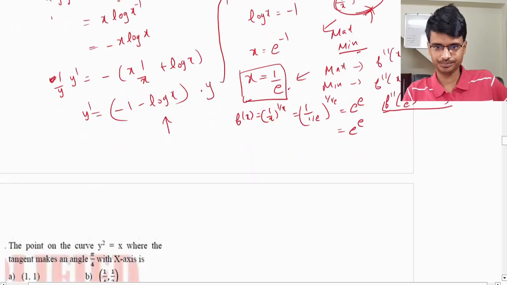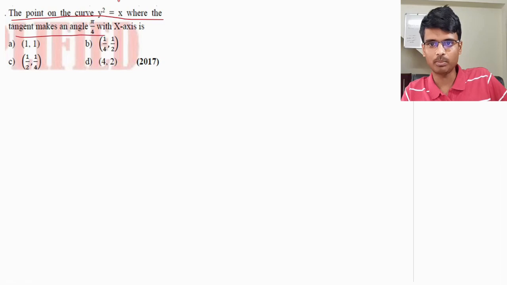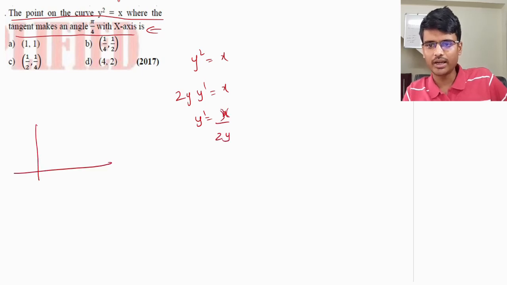Moving on, the point on the curve y square equal to x where the tangent makes an angle pi by 4 with x axis is. So we have got y square equal to x. Let me just differentiate: 2y, y dash equal to 1. So my y dash is nothing but 1 by 2y. They are asking us that the tangent makes pi by 4 with x axis.